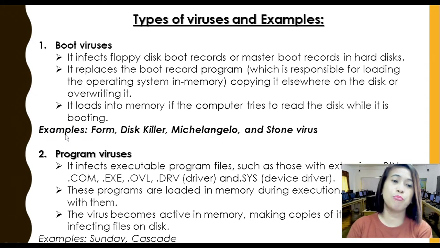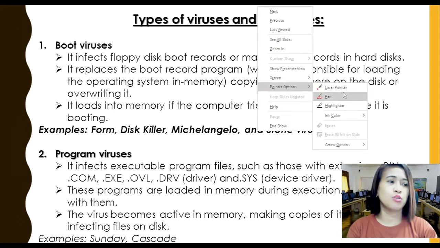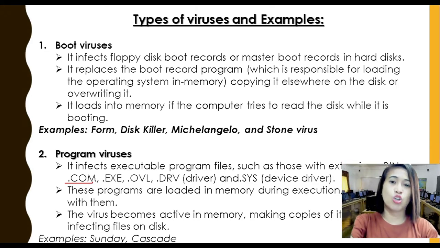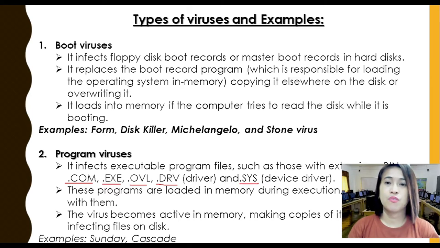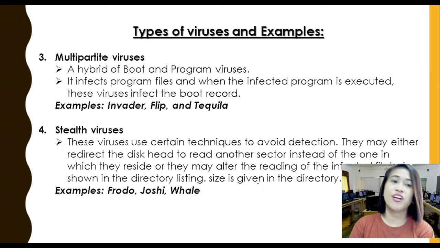We also have what you call program viruses, the Sunday and Cascade. Now, how can you say that you have a program virus? If you see the following: .com, example finas.com, that is a virus; .exe, .ovl, .drv, .sys or the device driver. Once you see these extension names on your computer, it means the computer is being infected by a virus called program viruses, either Sunday or Cascade.